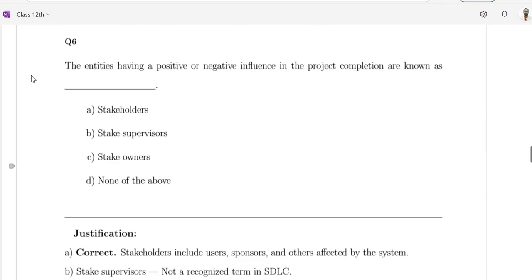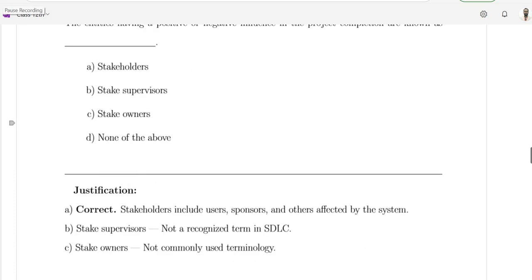Question number 6, the entities having a positive or negative influence on the project completion are known as dash: stakeholders, stake supervisors, stake owners, or none of the above. The correct option is stakeholders. Why not others? Stake supervisors is not a recognized term in SDLC. Stake owners is not a commonly used terminology.